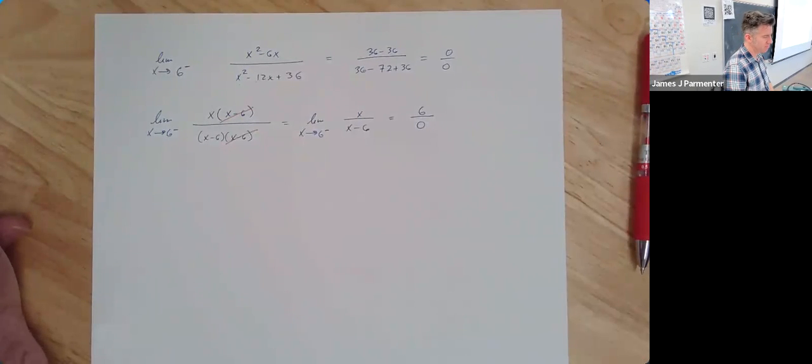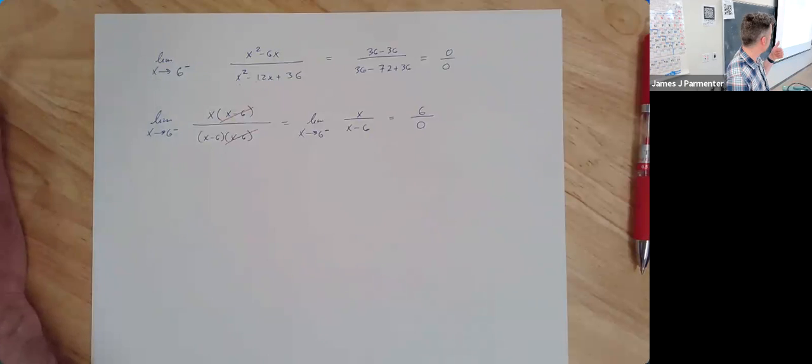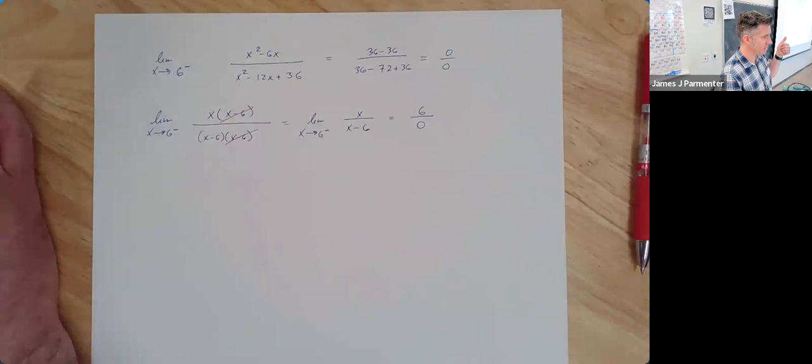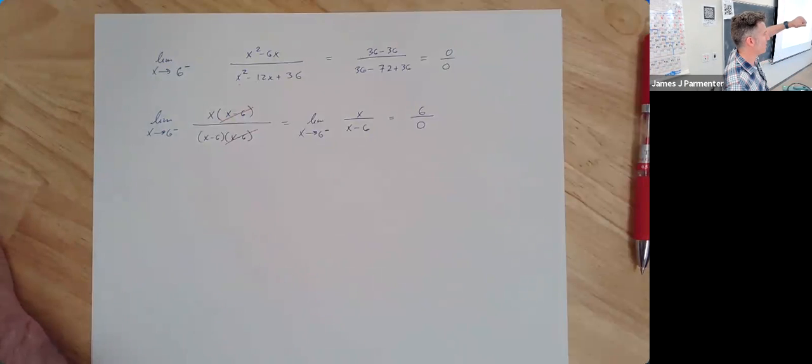Is that 0 slightly positive or slightly negative? Give me a thumbs up if you think that 0 is slightly positive. Give me a thumbs down if you think that 0 is slightly negative, and give me a thumb in the middle if you're not sure.